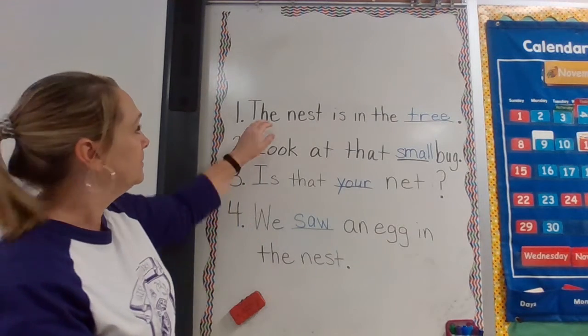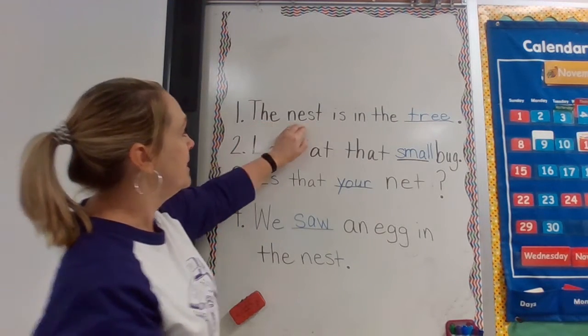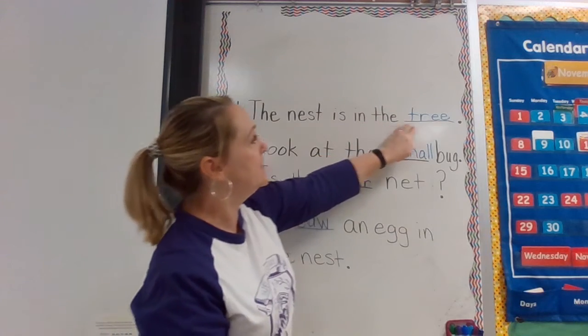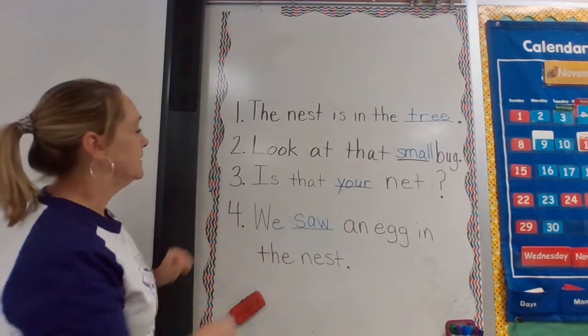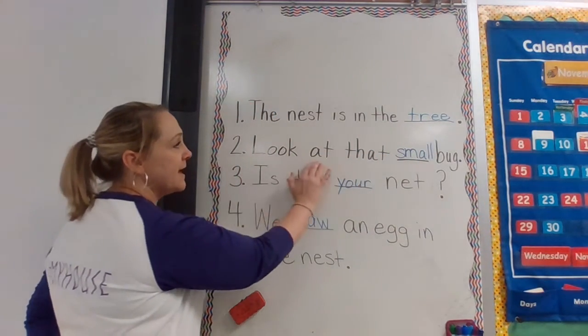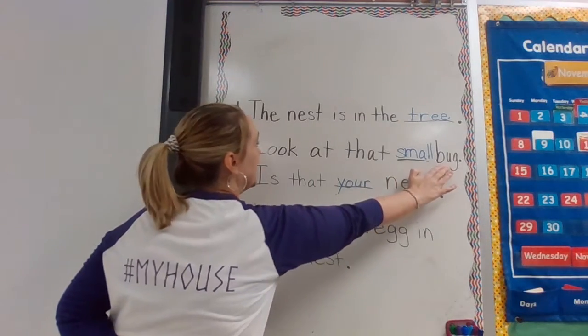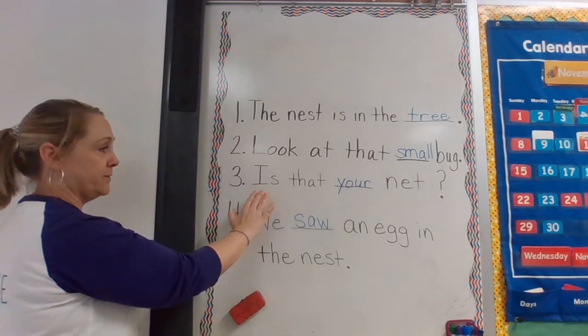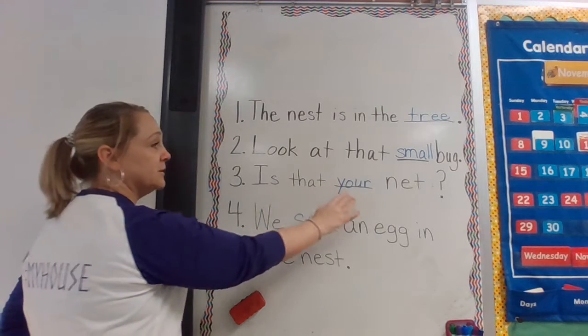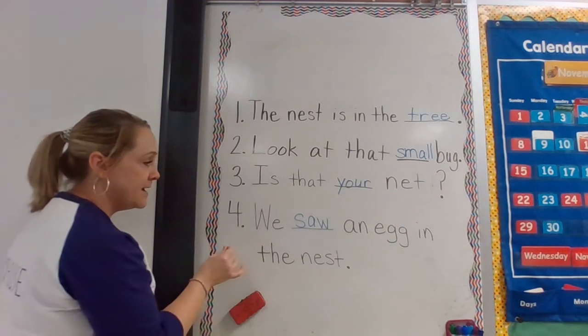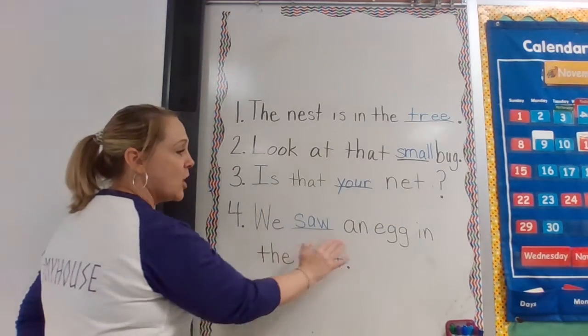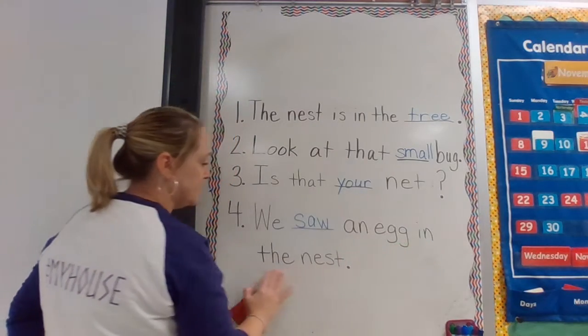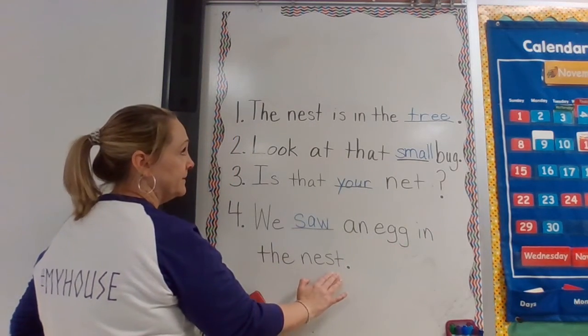All right, let's read them all. Number 1, the nest is in the tree. Number 2, look at that small bug. Number 3, is that your net? And number 4, we saw an egg in the nest.